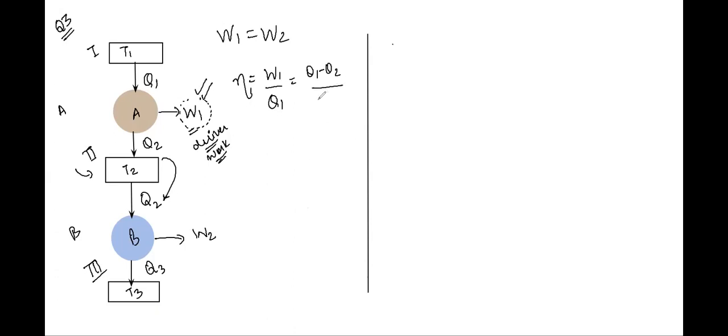Similarly, the efficiency for the second engine will be given as W2 by Q2. Coincidentally, we are given in the question that W1 is equal to W2, right? And you know that W1 is Q1 minus Q2, is it not? Correct?